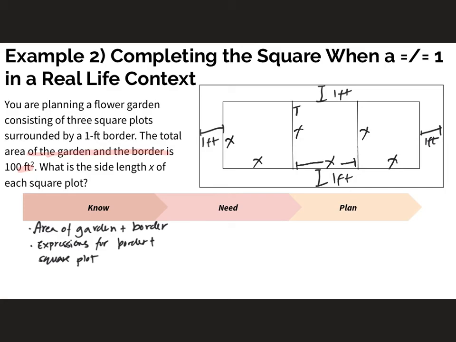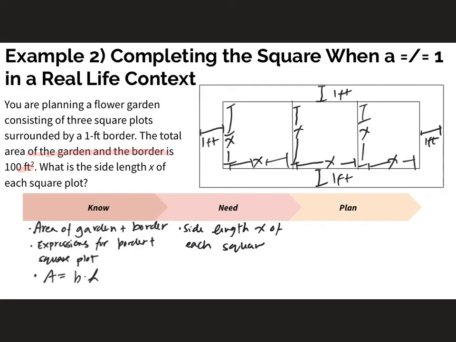So these values represent the length and the width of our square plots. And just to remind ourselves, another thing that we've covered before is that the area formula is going to be base times height. So what we need to find is our side length x of each square plot.